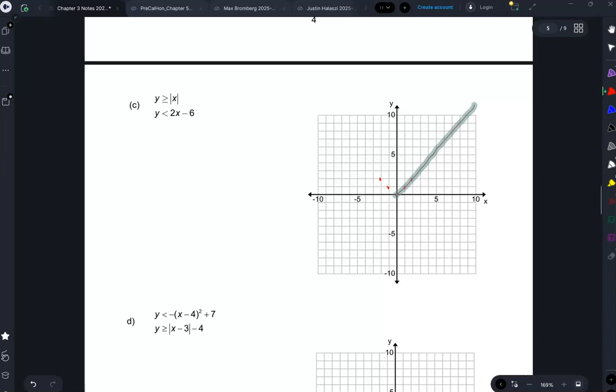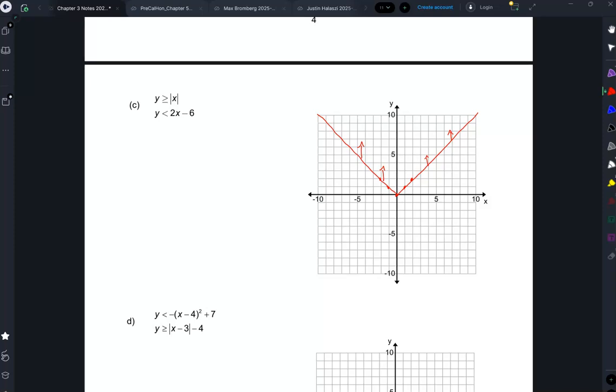Now, before you shade, look, this says greater than or equal to. That means I'm going to be shading vertically above. I'm going to put little arrows like this. So now you can visualize where the shading of this was supposed to be. But I'm not going to shade just yet.